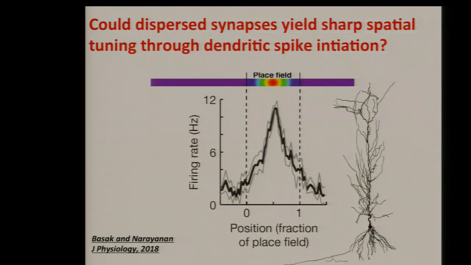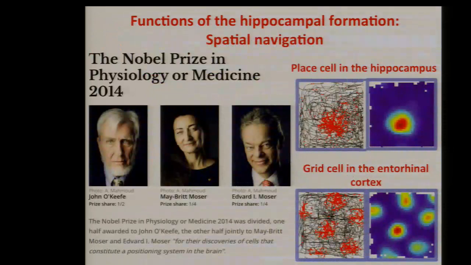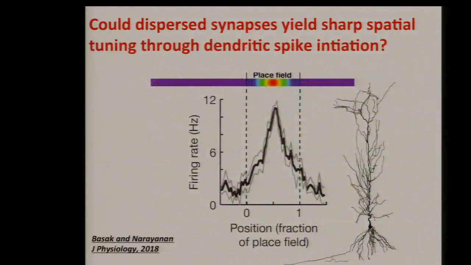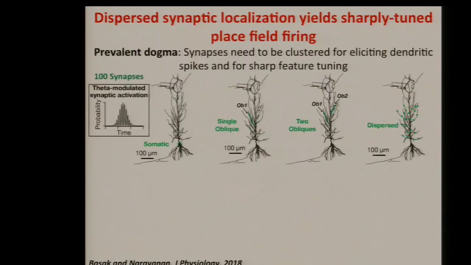So if the animal, instead of running in this two-dimensional arena, is running in a one-dimensional arena, you will have the place field emerging like this. So within that particular place field, you will have a large firing rate, and on either side of it, you will have the cell not firing basically. Right? So the question that Reshma posed was whether dispersed synapses could yield sharp place cell tuning with dendritic spike initiation. Let me explain that title over there.